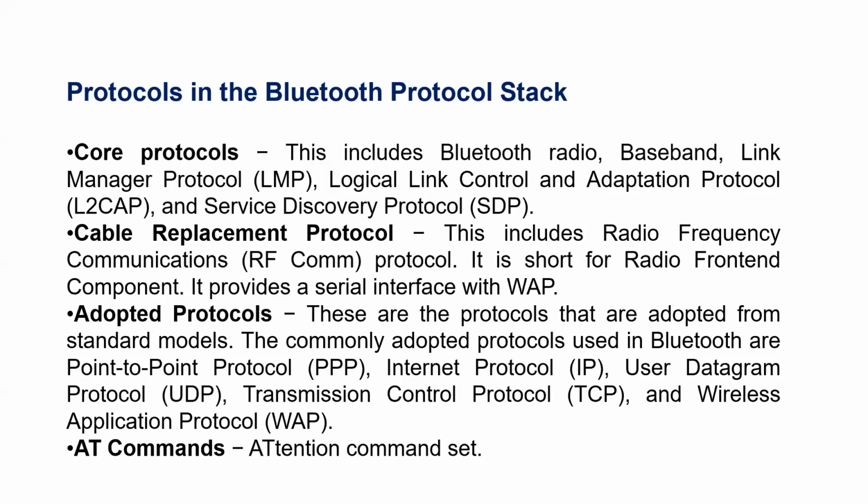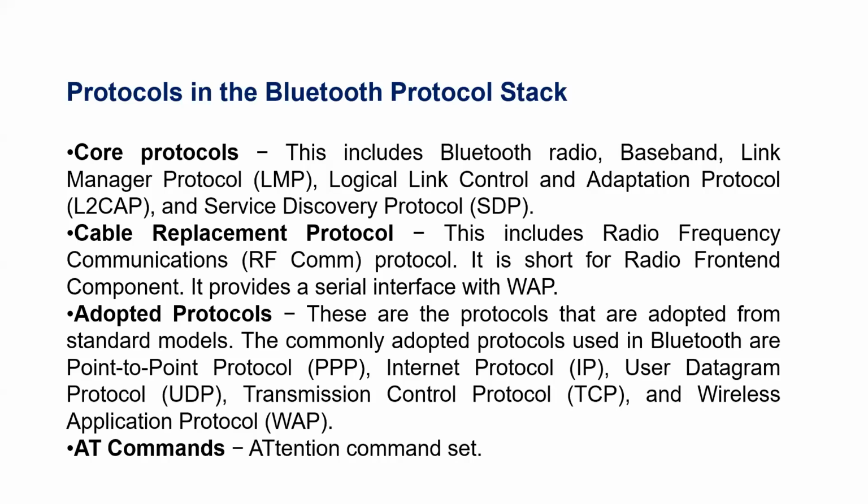And some protocols are there which are used to replace the cable by this wireless link, and these protocols are called as cable replacement protocols. And in Bluetooth, the cable replacement protocols include your RF communication protocol, and that is radio front end component. So RF communication and radio front end component, both are the same thing.